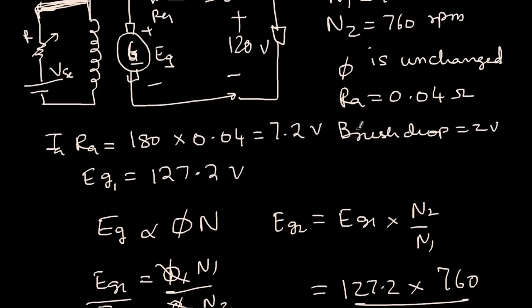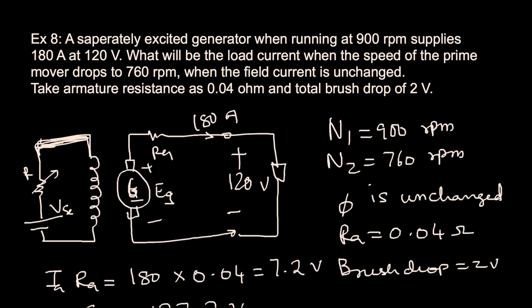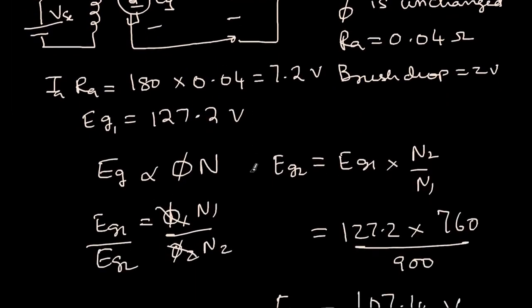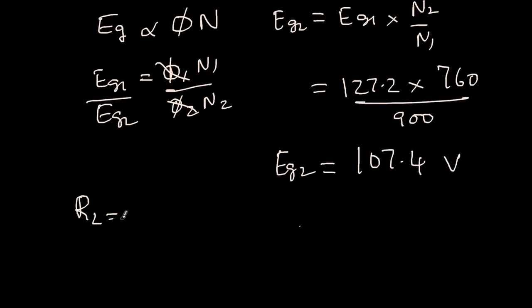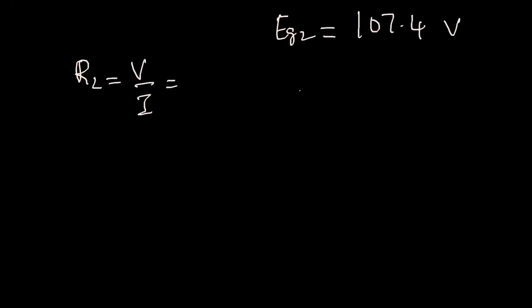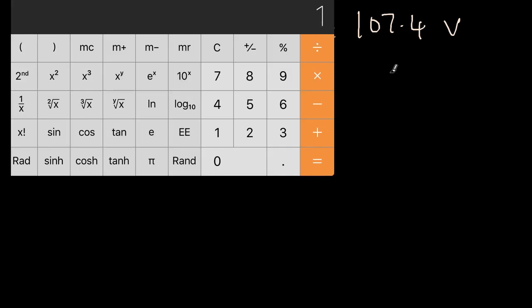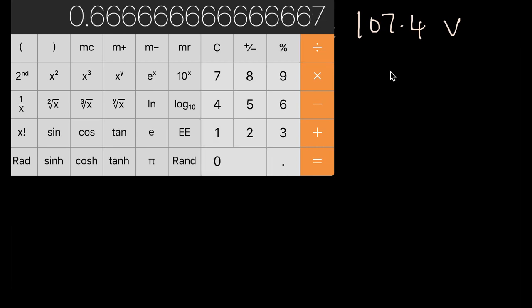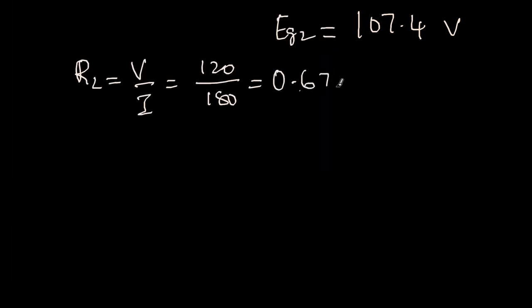Now with this Eg2, what will be the load current when the speed is reduced? For that, first I find the load resistance. What is the load resistance? Load resistance is nothing but voltage of the load by current of the load. So voltage of the load was given to be 120 volts, and current is 180 amperes. This is before the case. So that is 120 divided by 180. So I get 0.67 ohms.